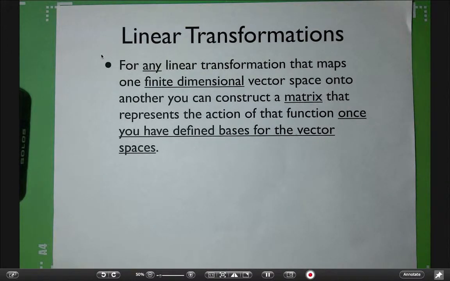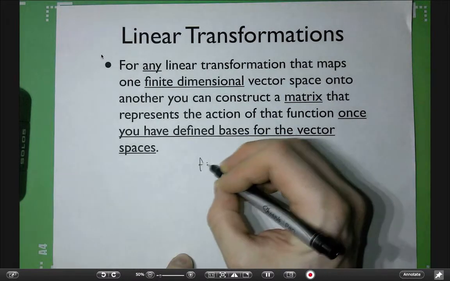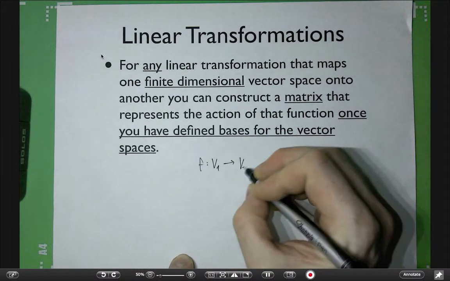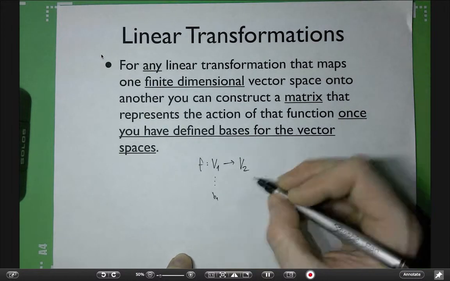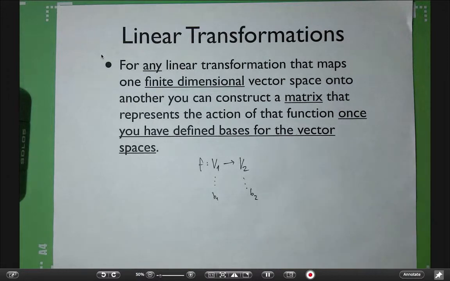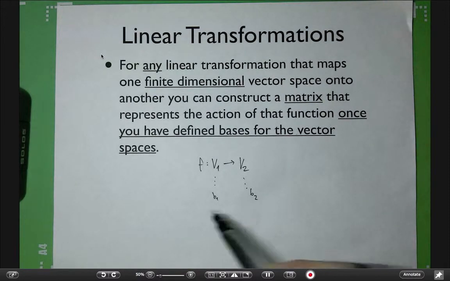So for these, you can construct a matrix that represents the linear transformation with respect to two chosen bases. If V1 maps to V2, I choose a basis B1 in the first vector space and a basis B2 in the second, each a collection of vectors. And with respect to these two bases, I can write the matrix that maps from V1 to V2. So that's what it is.